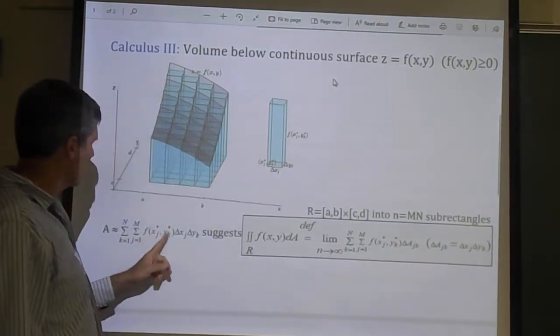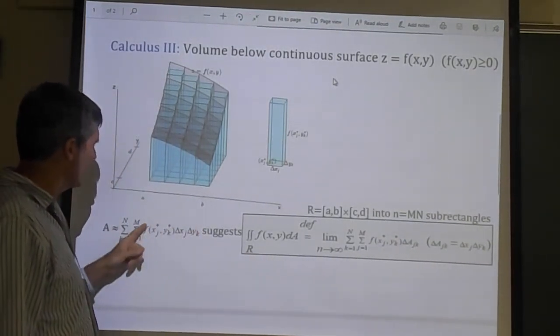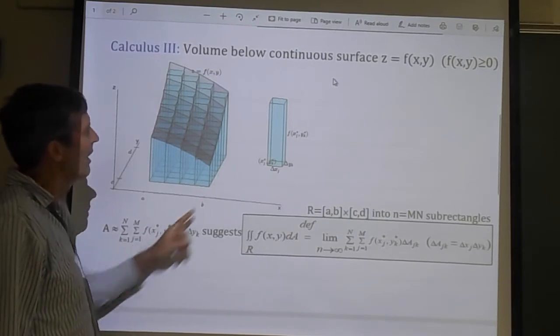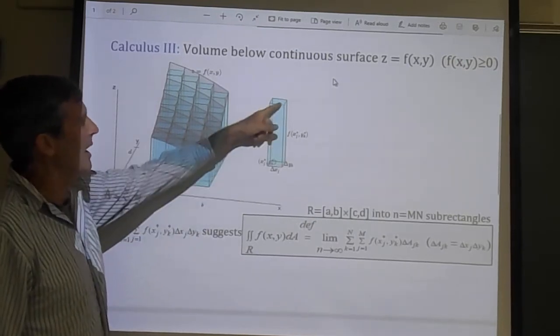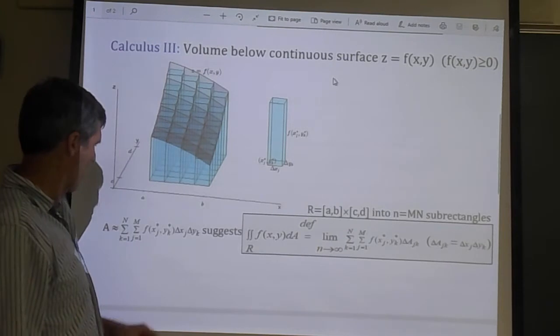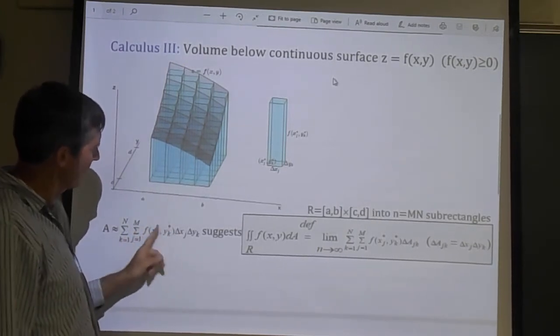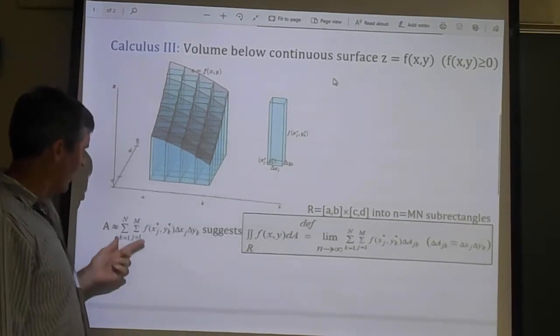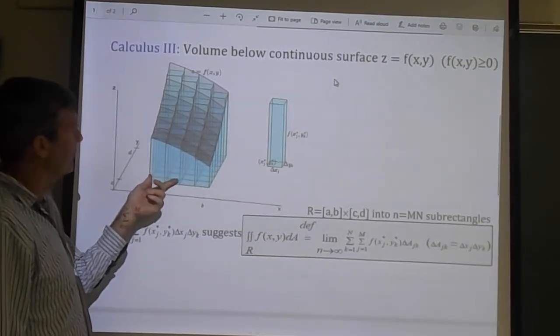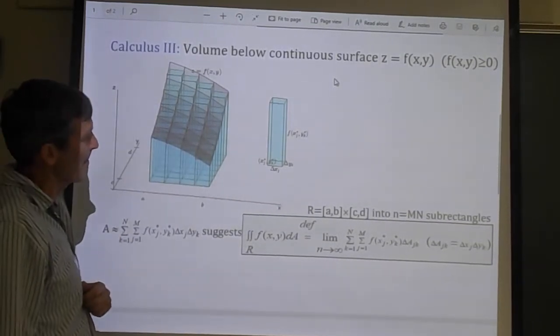F of x j star, y k star. And so this is the volume of the jk box. And then this is the height of the jk box times the base. Now when you add all those up, you get an estimated volume under the surface.